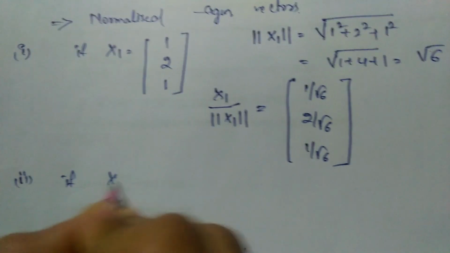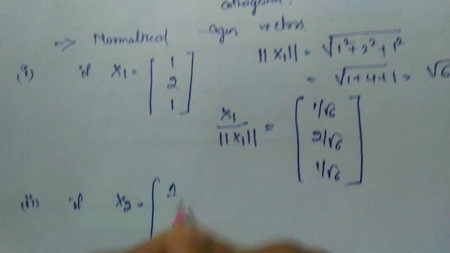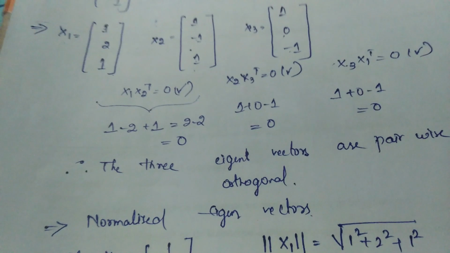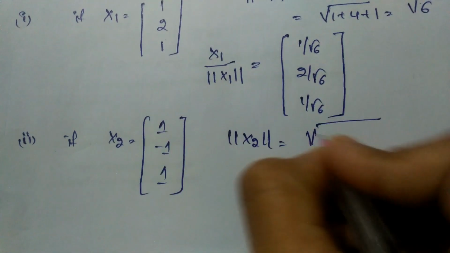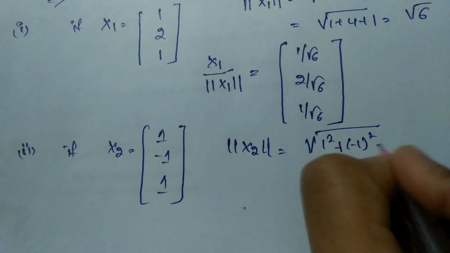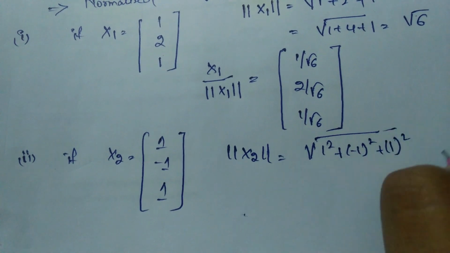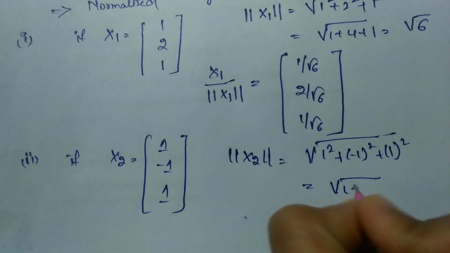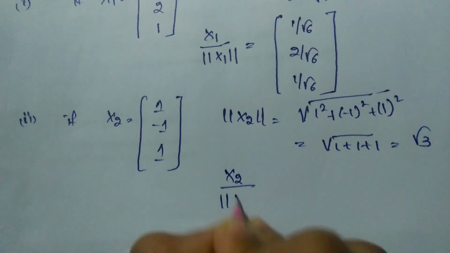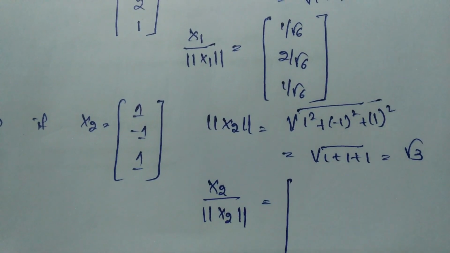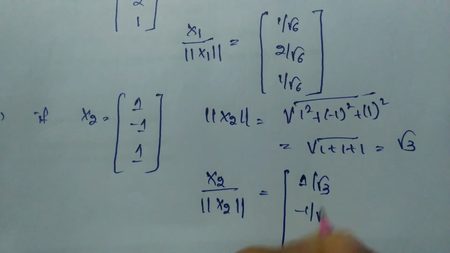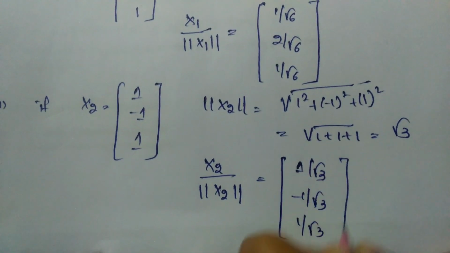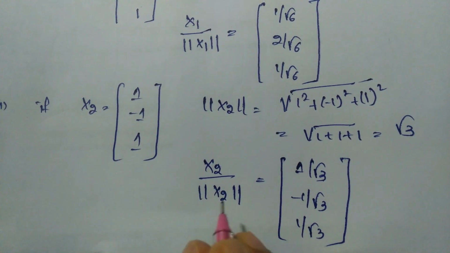Now for the second, if x2 is equal to the second eigenvector 1 minus 1 1, so norm x2 is under the root of 1 square plus minus 1 whole square plus 1 square, that equals under the root of 1 plus 1 plus 1, which gives us root 3. Then x2 by norm x2: each element is divided by norm x2, so 1 by root 3, minus 1 by root 3 and 1 by root 3. So this is x2 by norm x2.